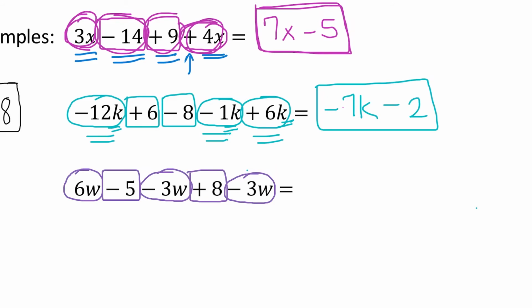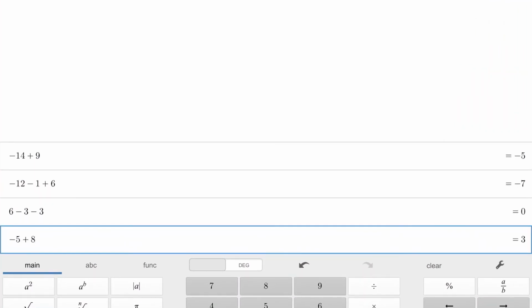So we're going to combine our variables first. If I start with 6w's and I take away 3w's, that gives me 3w's. And if I take away another 3w's, I will have 0 w's. Looks like 0w. And then if I have negative 5 plus 8, if I use my calculator, the calculator will tell you 3. And if you look here at the bottom row, see negative 5 plus 8 is 3.